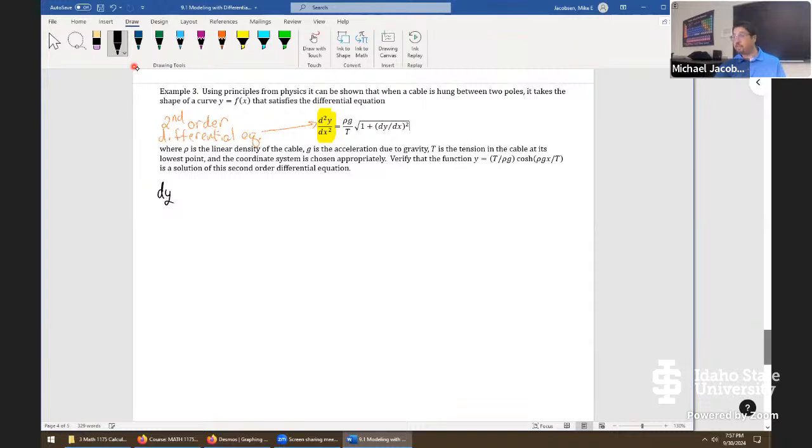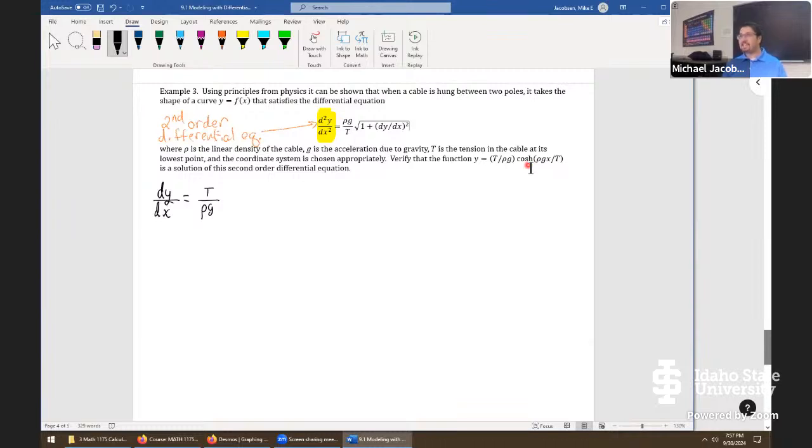So here's the first order derivative, dy dx. The whole function looks like this. First, it's the constant multiple rule. T divided by rho times g is unaffected. We take the derivative of hyperbolic cosine, and it turns into hyperbolic sine, but positive.